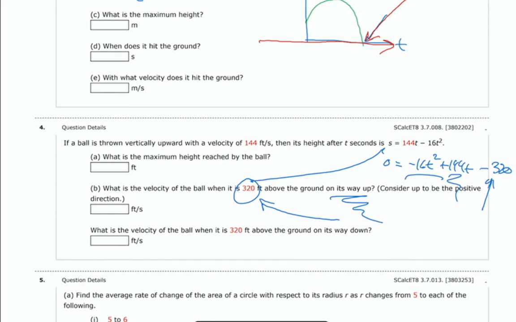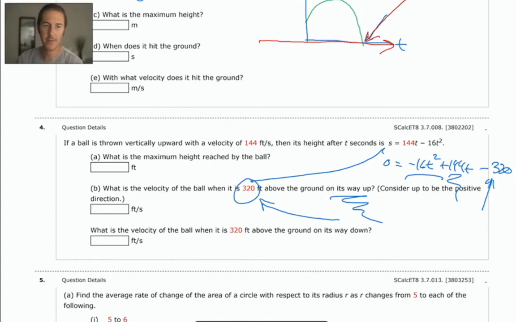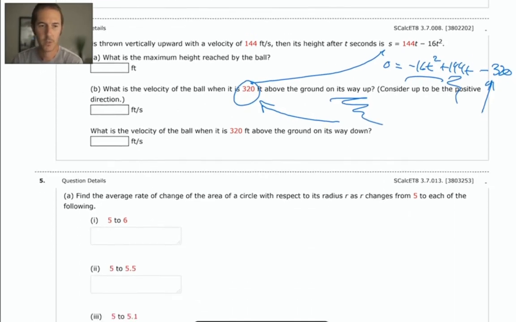Once you have that t value for whatever problem, whatever numbers you have in your version of this problem, you can take it and plug it into your velocity equation in order to find the velocity at that point in time. Do you have your velocity equation yet? You do, because to answer part A, you took the derivative of your position equation and set it equal to 0. What's the velocity of the ball at 320 on its way down? Plug in the second time value.